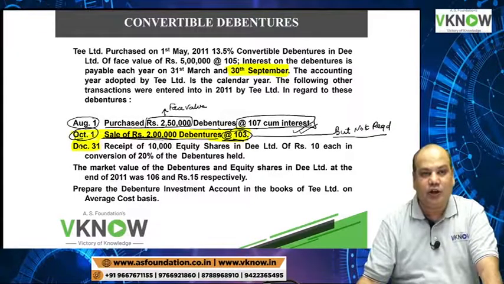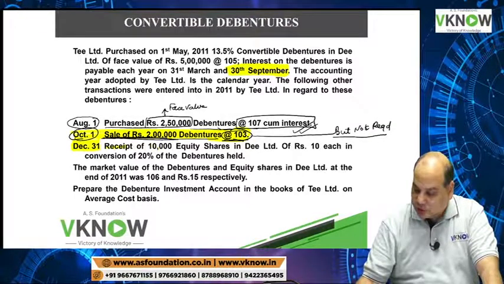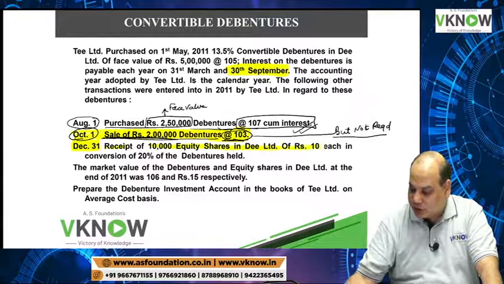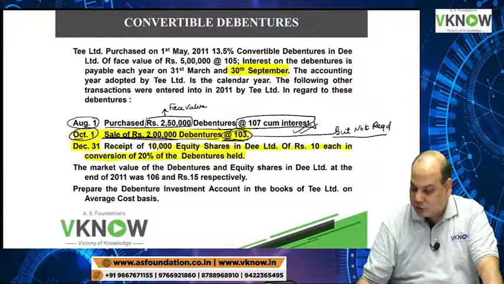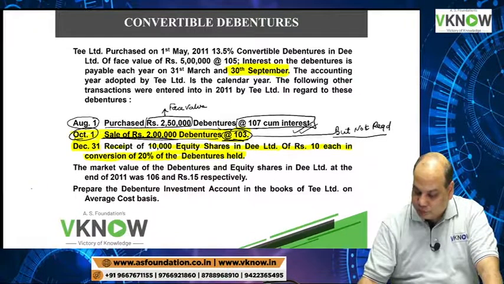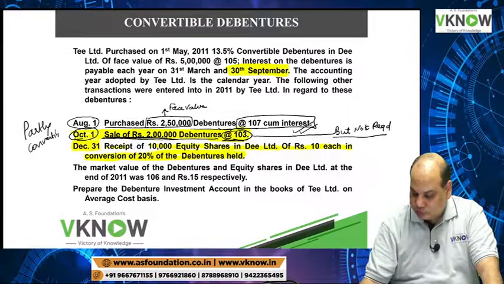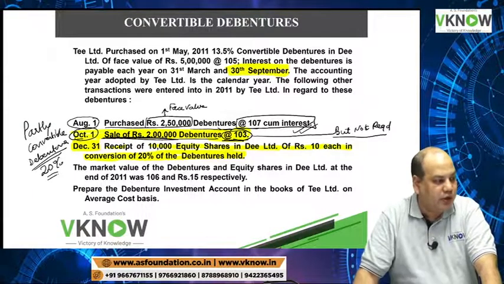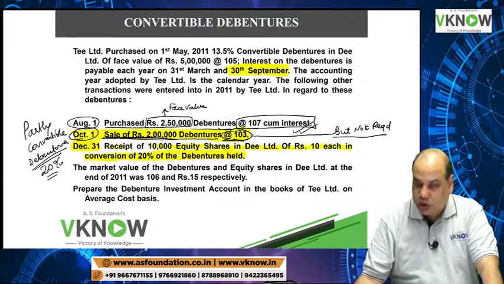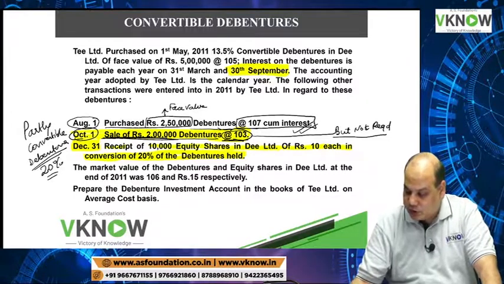This is our year ending date also. Receipt of 10,000 equity shares in D Limited of rupees 10 each in conversion of 20% of the debenture held. So this is an example of partly convertible debenture. 20% debentures got converted. So I will have to check how many debentures we have.